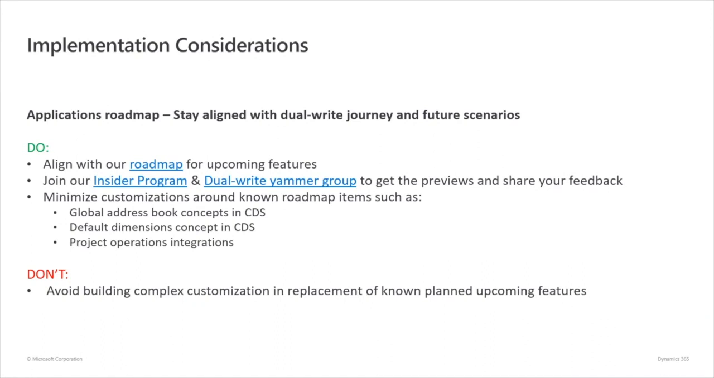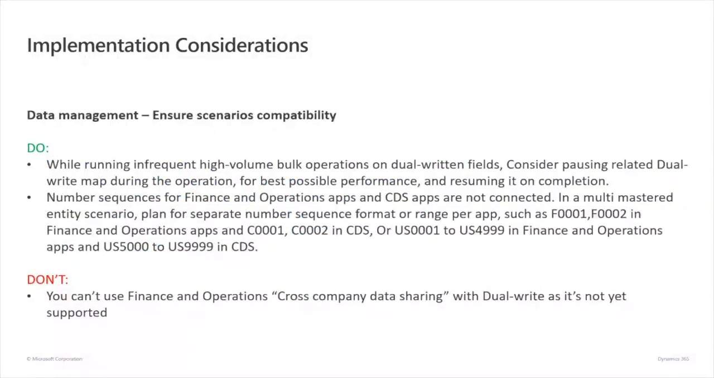In terms of data management, you want to ensure scenario compatibility, as certain things are supported today and certain things are not. I think the first thing to consider is when you want to run high volume bulk operations on dual written data. Say, for example, I'm dual writing my products, I have 1 million products in my product master, and I want to update the sales price once a month. If you want the best possible performance for that operation, consider pausing those related dual write maps during this bulk operation and then resume on completion for an asynchronous catch up.